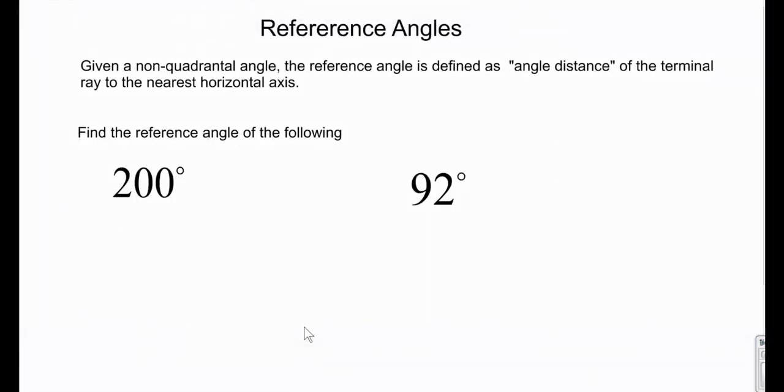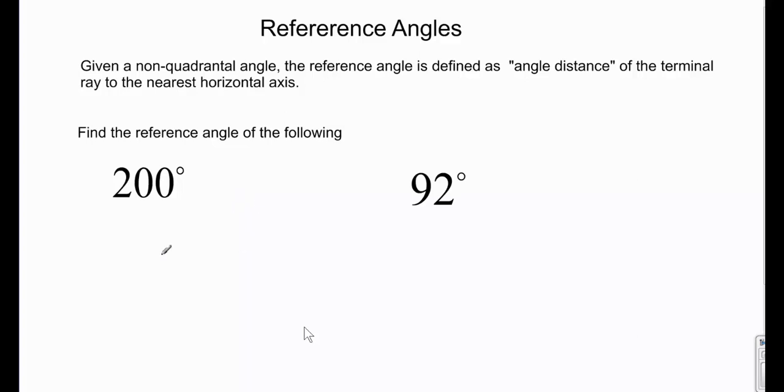Next terminology, reference angles. So we're going to be given a non-quadrantal angle, which means this angle does not lie on an axis. The reference angle is defined as the angle distance of the terminal ray to the nearest horizontal axis. Now, if you don't understand that, let's take a look at a couple examples.